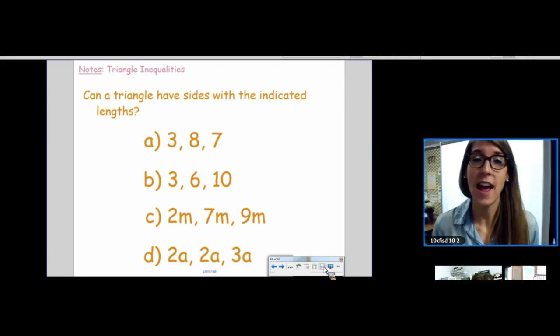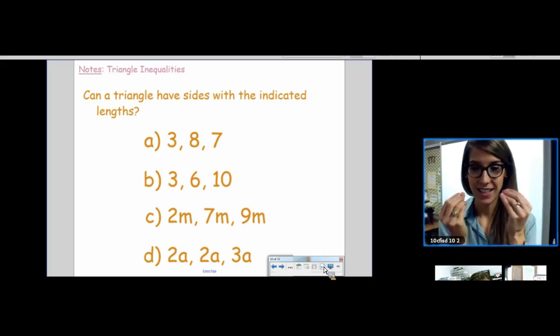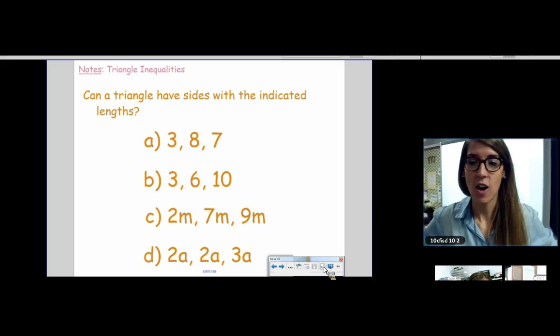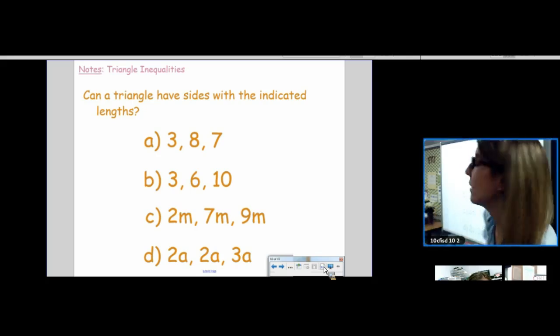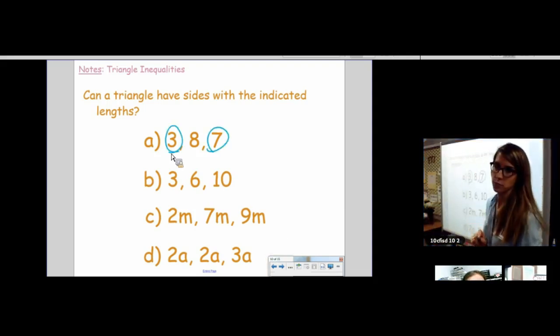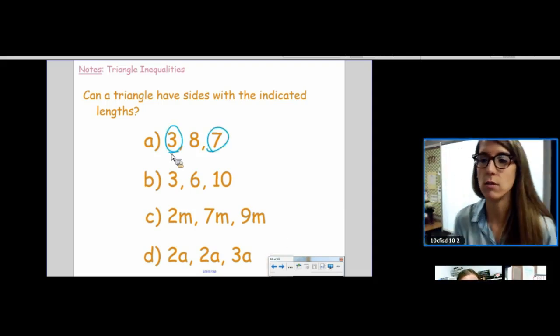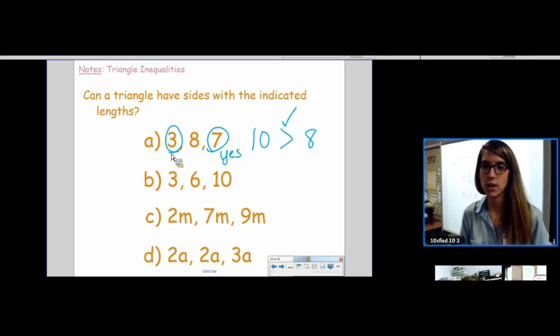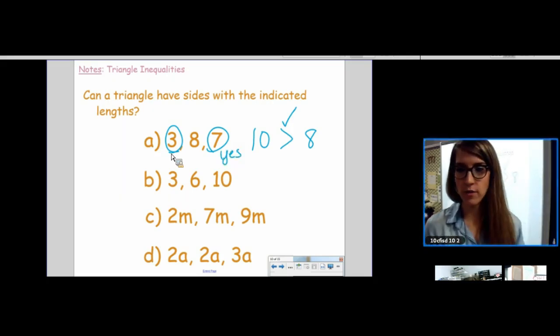But we shouldn't ever do something that's not necessary, right? We should be efficient. Very good, Aaliyah. So the only two that's necessary to check are the smallest ones. So when you're given a problem like this, I want you to circle the smallest two. Circle the smallest two, add them up, and decide if it's greater than the third or not. If it really is greater, then yes, they form a triangle. I could form a triangle out of those lengths.